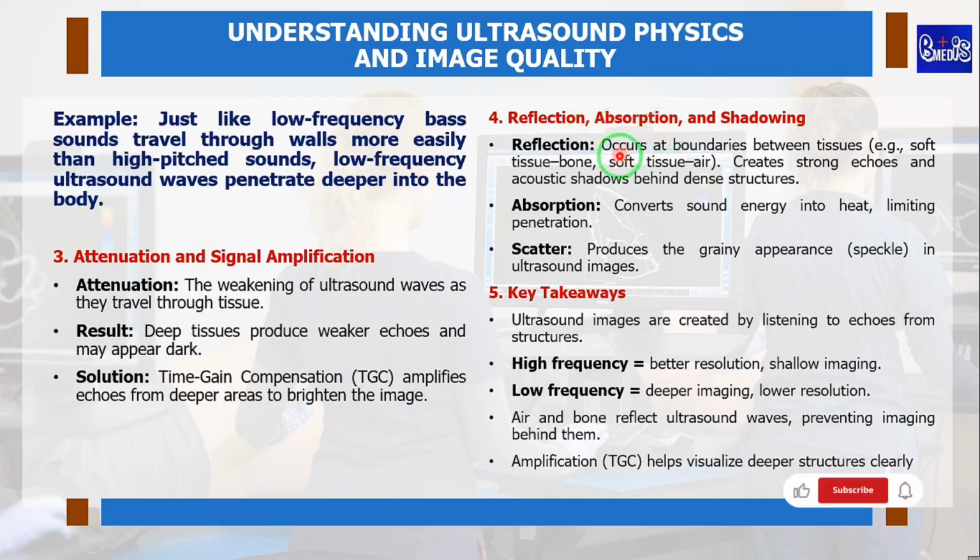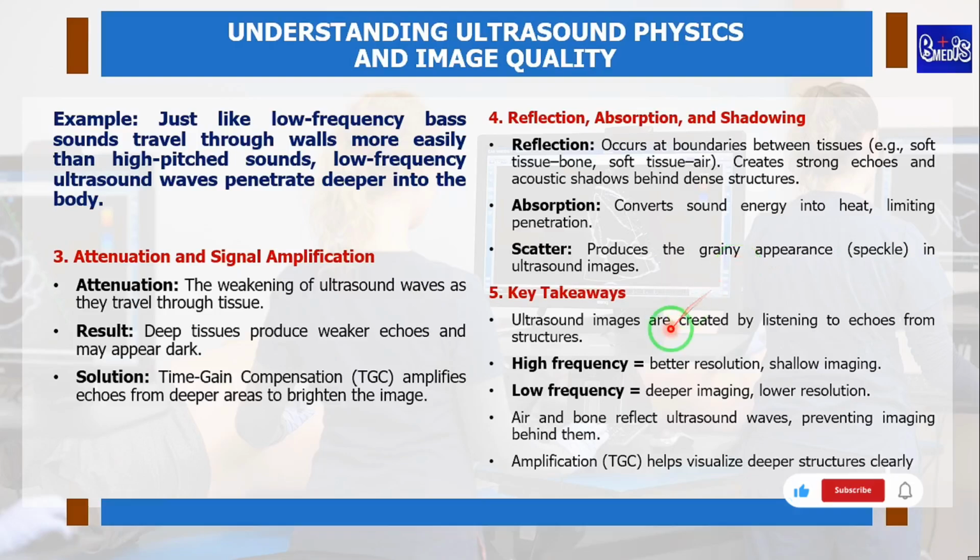Then the next we see is reflection, absorption, and scattering. Now, reflection occurs at boundaries between tissues, e.g., soft tissue and bone, soft tissue and air, creating strong echoes and acoustic shadows behind dense structures. Absorption converts sound energy into heat, limiting penetration. Scatter produces the grainy appearance or speckle in ultrasound images.